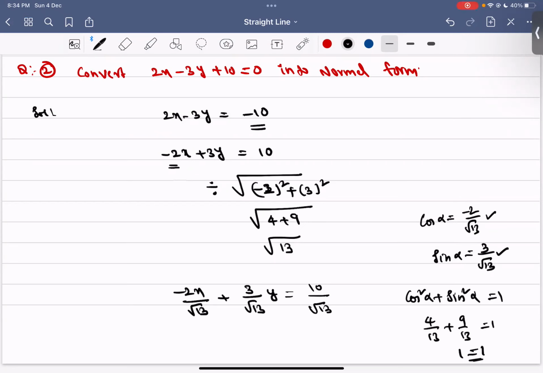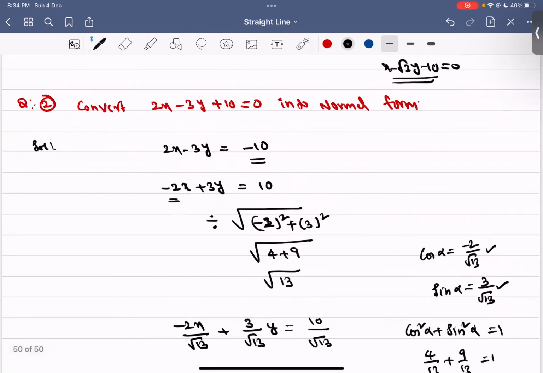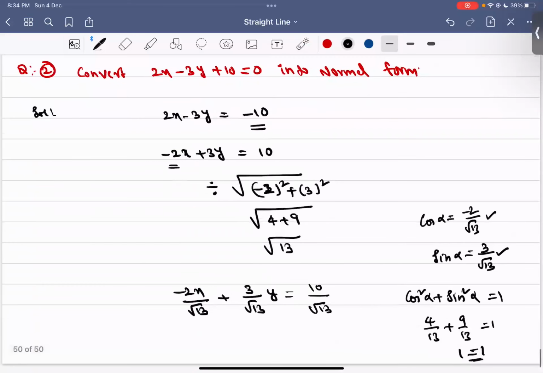So now, why did I make this 10 positive, tell me? Because already we have seen x cos alpha plus y sine alpha equal to p. What is p? Perpendicular distance from origin to the line. That's why this must be positive. That's why I made 10 positive. Now this, x cos alpha plus y sin alpha equal to p, is the normal form. Here cos alpha is equal to what? Minus 2 by root 13. Sin alpha is equal to what? 3 by root 13, and p, the perpendicular distance, is 10 by root 13.